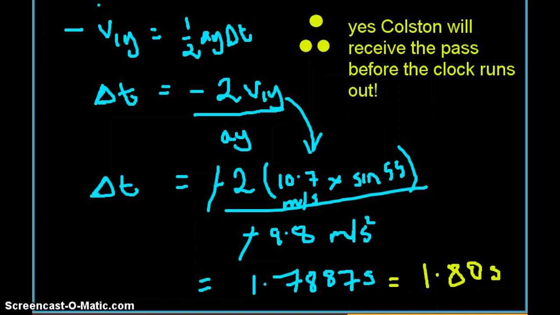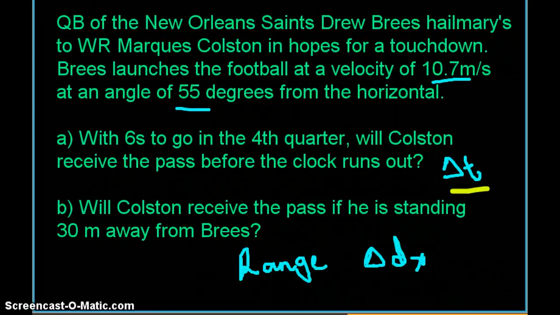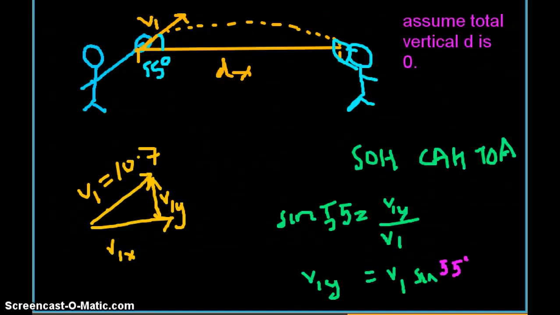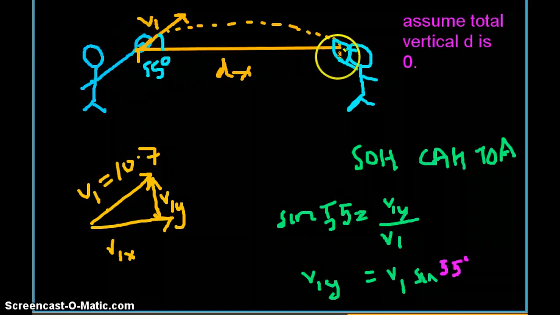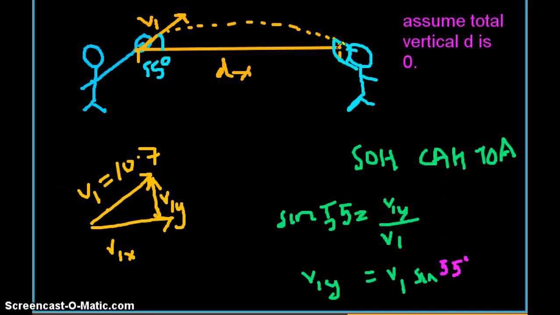it's just your regular distance problem. It's asking you for the range. So what distance does the football actually cover when it's thrown? When we drew our diagram, we could see that Drew Brees throws it and it follows a parabolic motion. There's a certain distance or displacement in the x direction that the football covers.